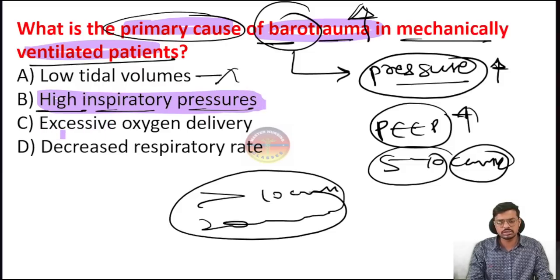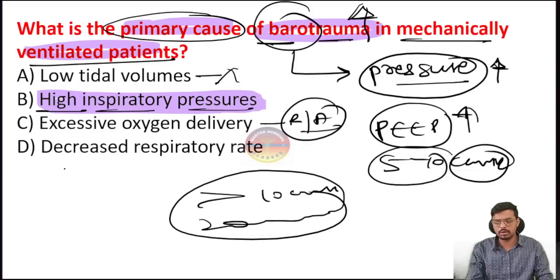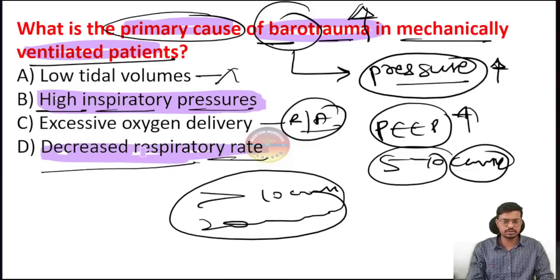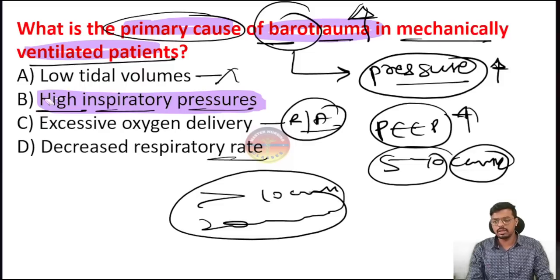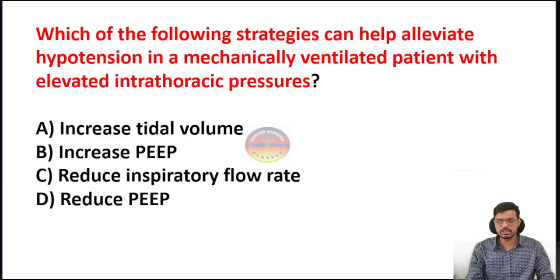Then comes option C, excessive oxygen delivery. Delivering excessive oxygen leads to hyperventilation and respiratory alkalosis. It does not cause barotrauma. Then option D, decreased respiratory rate. The rate decreased means the air pressure also decreased, so it will not cause barotrauma. I'm eliminating option D also. So the correct answer for this question is high inspiratory pressure, which leads to barotrauma in a mechanically ventilated patient. Hope the concept is clear.